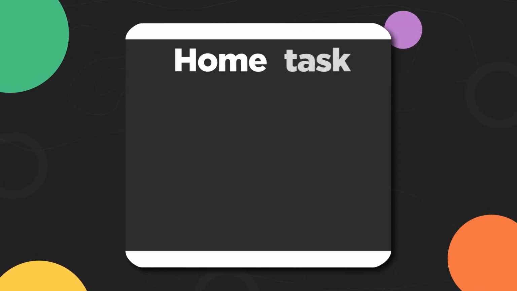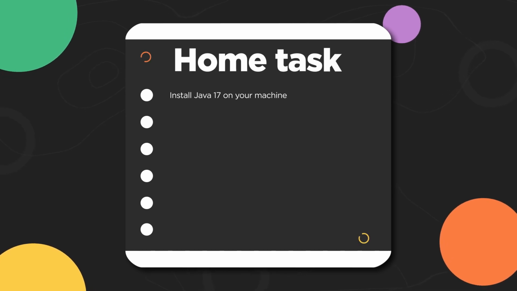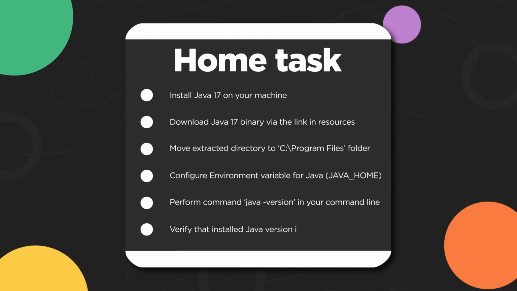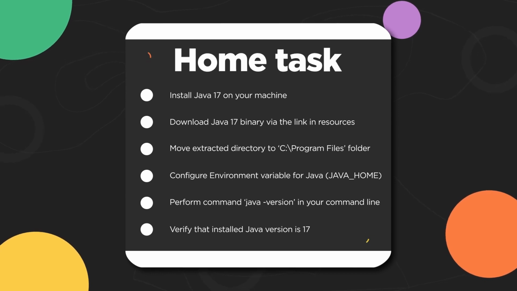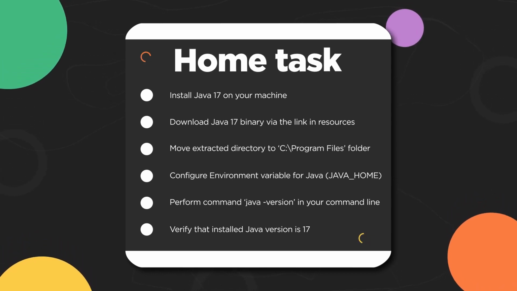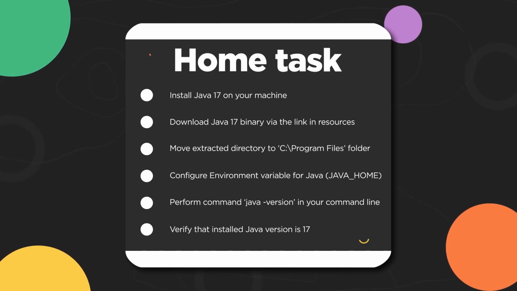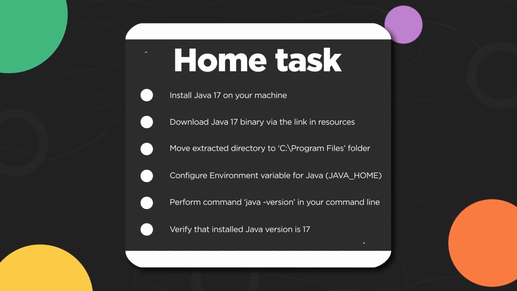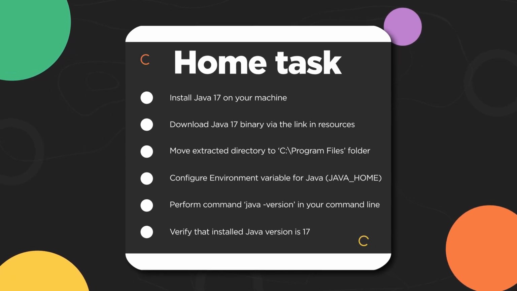Your home task for today's lesson will be to install Java 17 on your machine. To do so, you should do the following: download Java 17 binary via the link in resources for this lecture. Configure environment variable for Java or Java home and move extracted directory to Program Files. Also, you will need to perform command java -version in your command line to verify that Java is installed on your machine. Finally, you will need to verify that the installed version of Java is Java 17.